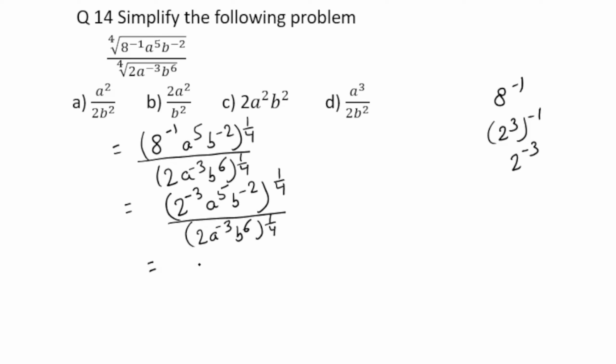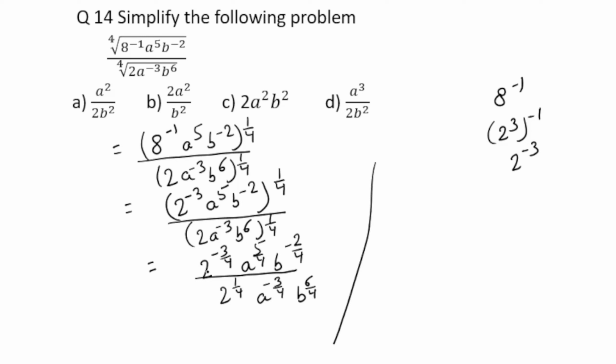That means power is multiply. 2 to the power minus 3/4, a to the power 5/4, b to the power minus 2/4. Similarly, on denominator 2 to the power 1/4, a to the power minus 3/4, b to the power 6/4.